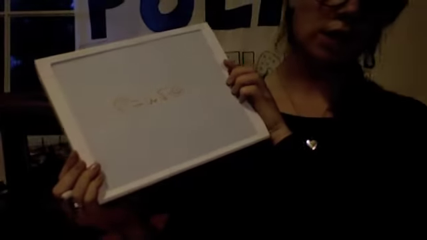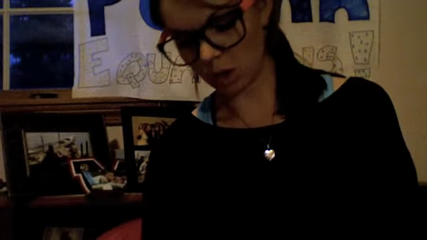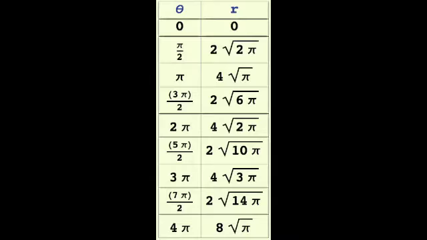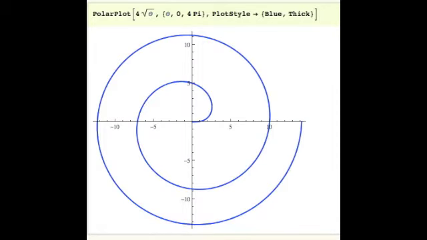Lastly, we're going to look at parabolic spirals, and the basic formula for those is r equals a times the square root of theta. Don't forget the square root. So we're going to take a look at r equals 2 square root theta. Yeah, so that was the parabolic spiral.